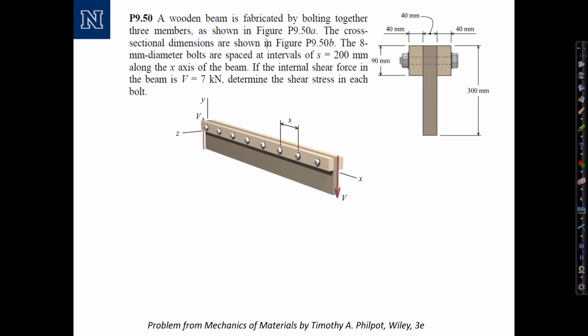The first example that we'll look at is a problem from Mechanics of Materials by Timothy Philpott, Wiley 3rd edition. The problem statement reads: a wooden beam is fabricated by bolting together three members as shown in the figure, with cross-section dimensions as shown. The 8 mm diameter bolts are spaced at intervals of s equals 200 mm along the x-axis, and this picture here illustrates the spacing of the bolts along the length of the beam. If the internal shear force in the beam is V equals 7 kilonewtons, determine the shear stress in each bolt.